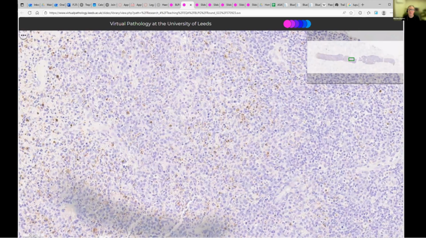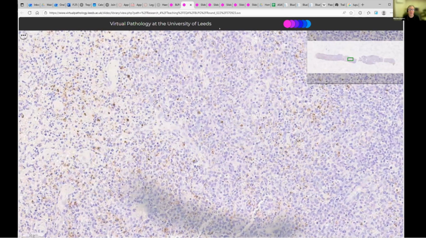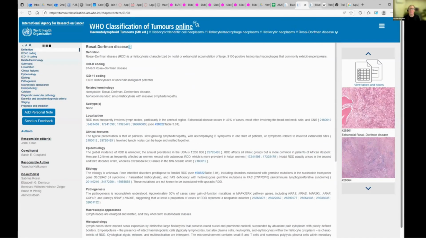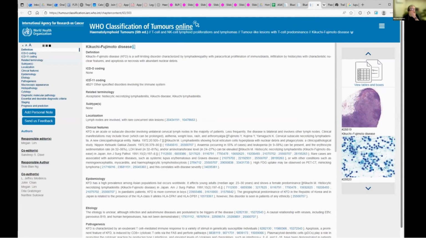Yeah, I think it is positive. That's positive for sure. Some of this is background debris, but there is some positivity for myeloperoxidase. We've got some positivity here and here. So if we go to the blue book, no, not Rosai-Dorfman, Kikuchi's disease. I think this is Kikuchi's.